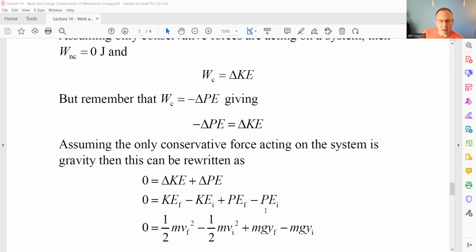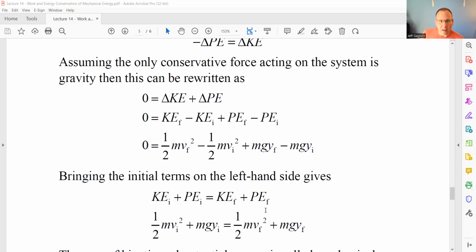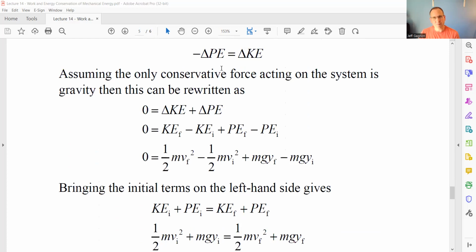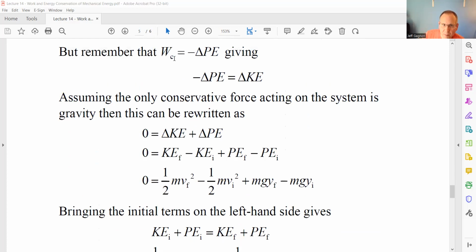And then, assume the only conservative force acting is gravity. For our examples, we'll just assume it's gravity. Then this negative change in potential energy is really negative change in gravitational potential energy, okay? If I add this term to both sides, then the left-hand side becomes zero, because it cancels. On the right-hand side, I get change in kinetic energy plus change in potential energy. But remember, change means final minus initial.